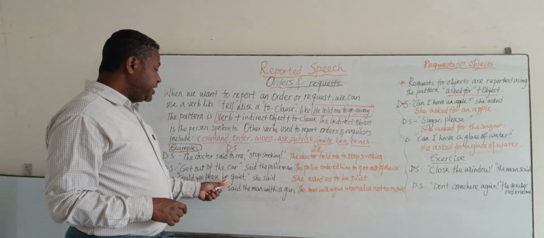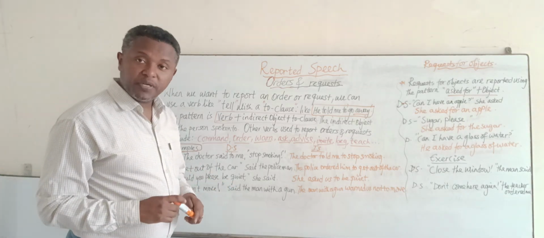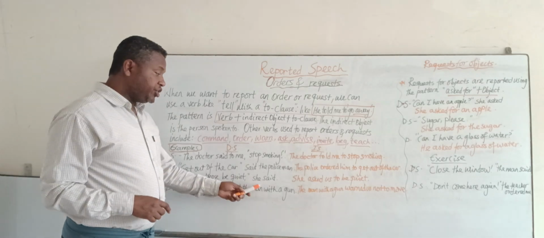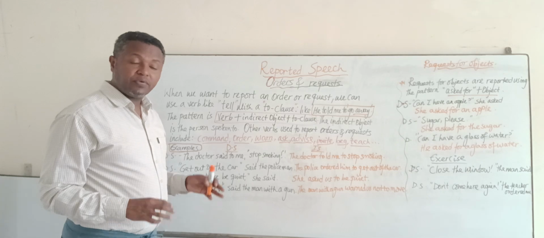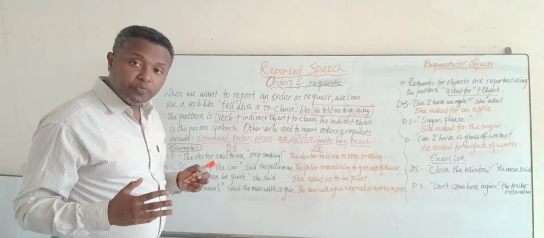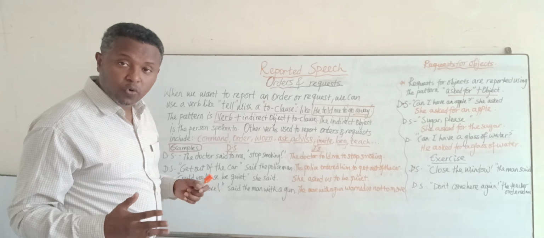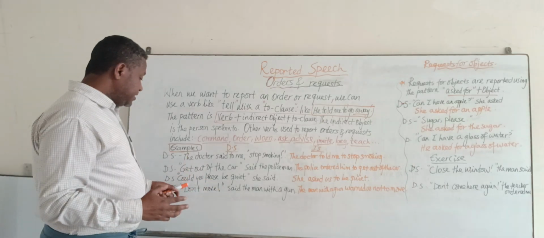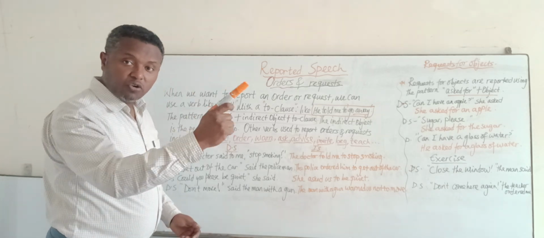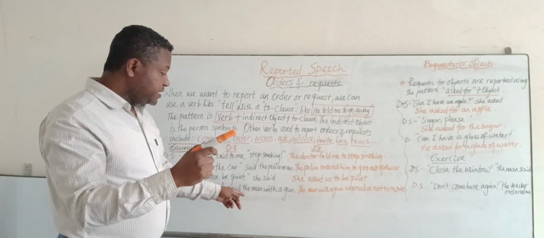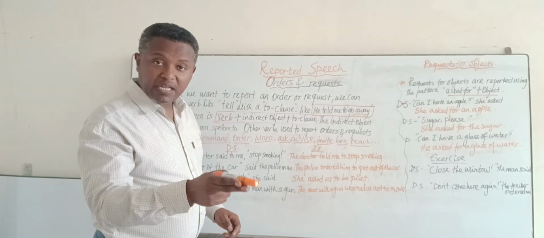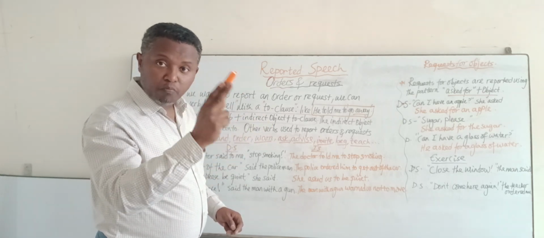And, could you please be quiet? You can be in the library talking to a friend, so the librarian can come and ask, could you please be quiet? You are in the library. That is one. And the last one, don't move, said the man with a gun. There is this man with a gun, and he said, don't move.